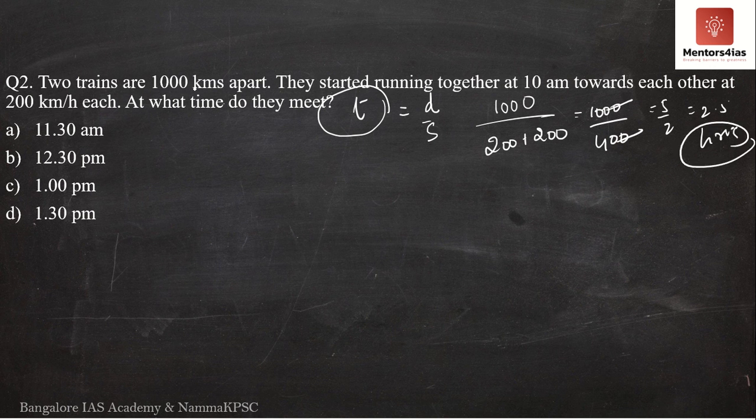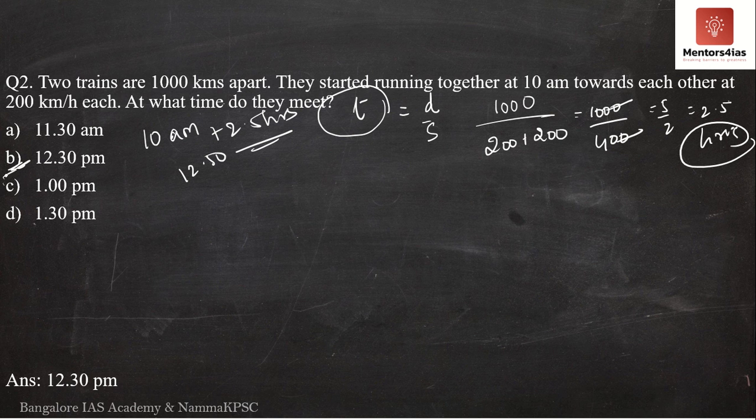So two trains are 1000 kilometers apart. At what time do they meet? If they start at 10 a.m., they'll meet after 2.5 hours. If they meet after 2.5 hours, meaning what? They will meet at 12:30 p.m. Sorry, so it is 10 a.m. plus 2.5 hours, nothing but 12:30 p.m. Okay, I hope you understood this.